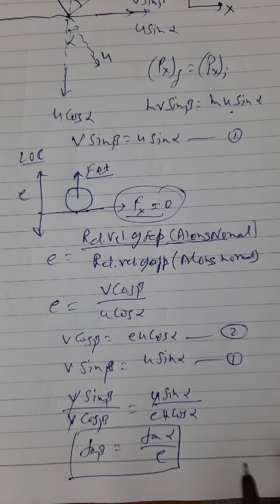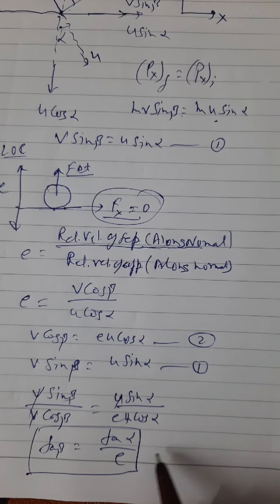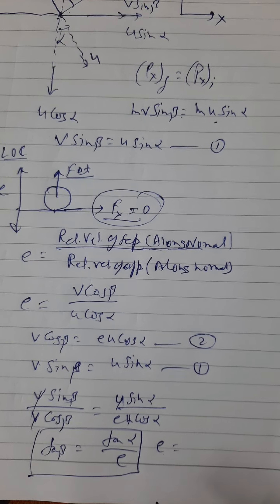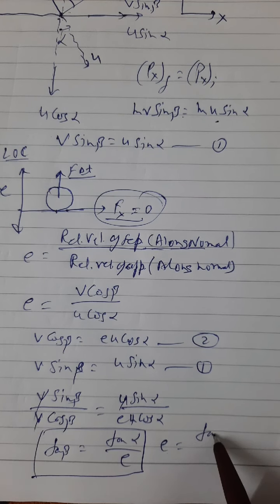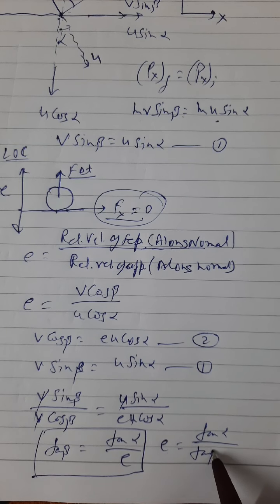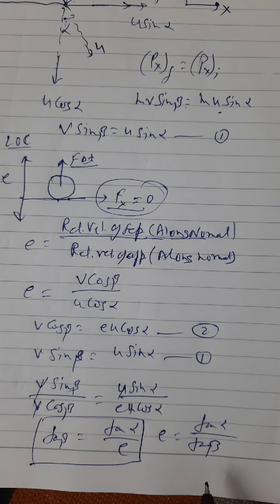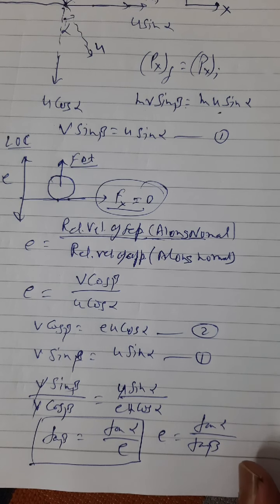And now, last step, I write E is equal to tan alpha by tan beta. Definitely, for E between 0 to 1, the beta will be greater.